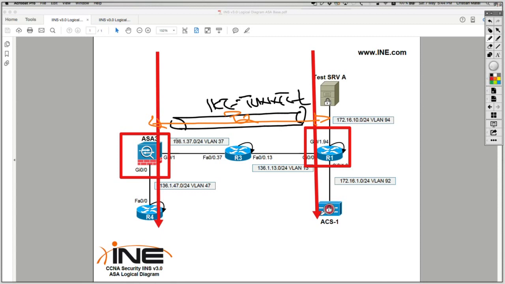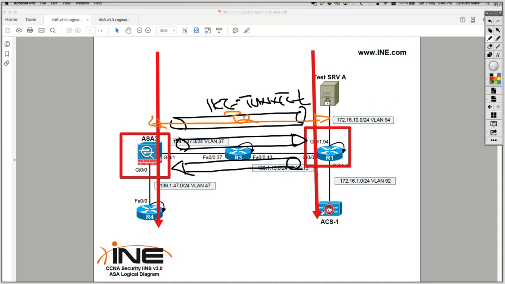One from ASA 3 to router 1, and one from router 1 to ASA 3. That's why we have two unidirectional SAs as a result of phase 2. So there are going to be the two IPsec SAs, or you can look at them as two unidirectional IPsec tunnels between the VPN gateways.